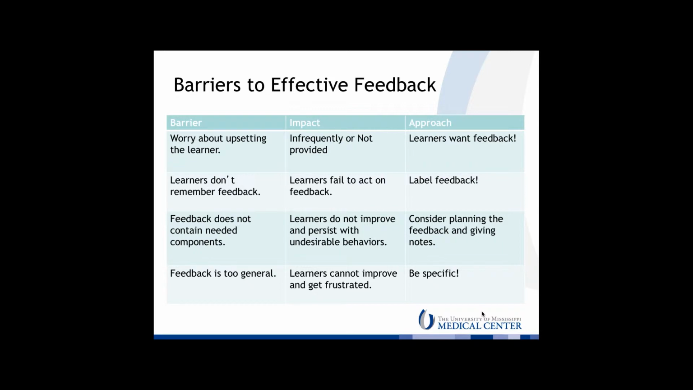And then another barrier is that feedback does not contain the needed components. There may be specific things that you feel like they need to work on, but you're giving more general things. Like, I feel like you need to work on your presentations. Well, what does that mean? That could be very broad. That can cause the learner to not improve because they don't know what you're thinking. So you have to be very specific about things and consider planning the feedback session with them, telling them it's feedback and giving them notes.